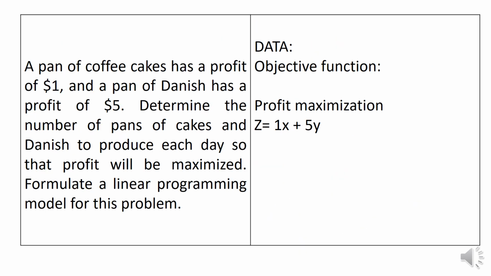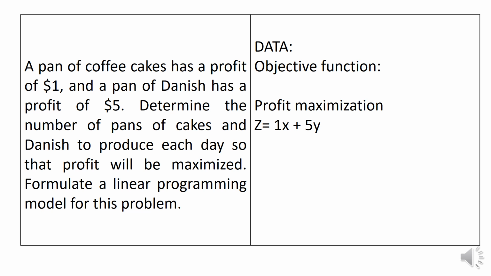Okay, move ahead. A pan of coffee cakes has a profit of $1, and a pan of Danish pastries has a profit of $5. So profit data is given, and we must maximize the profit with this equation: 1x plus 5y.